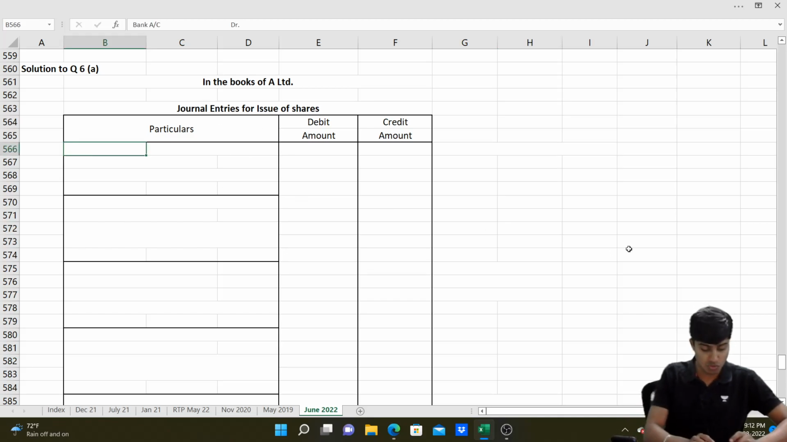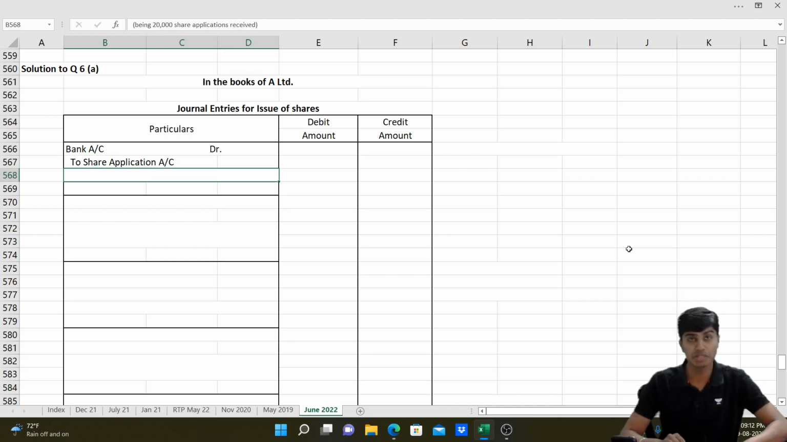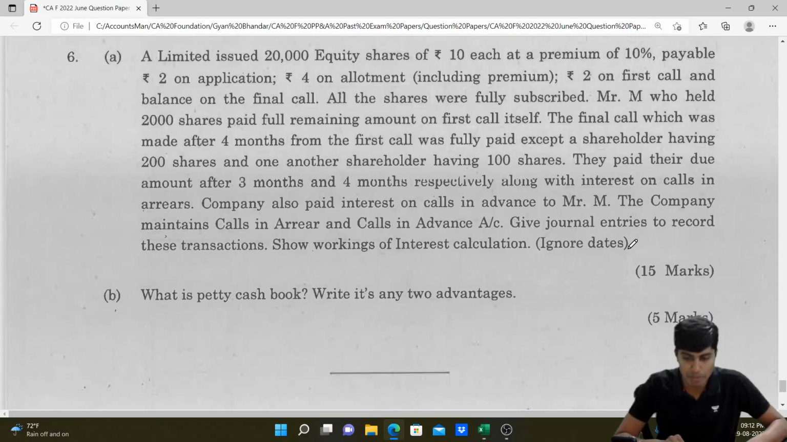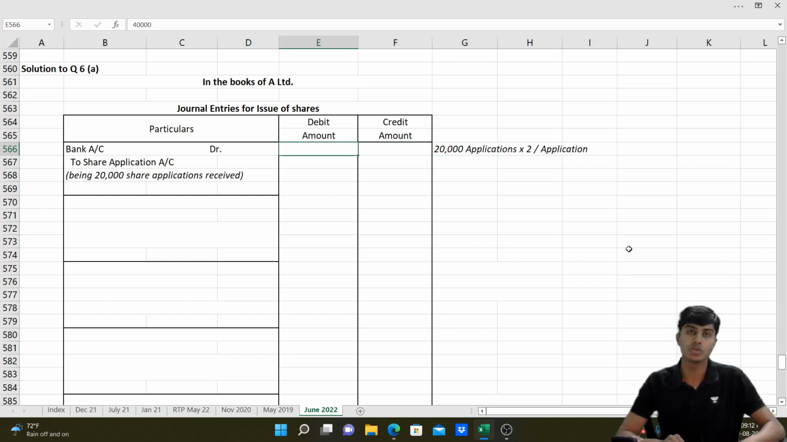At first, the entry is for receipt of share application money, for which we will debit bank account. The money will be received and it will be transferred to share application account. This is being share application money received on how many applications? On 20,000 applications. And this is computed as per application we are collecting rupees 2. So I'll do 20,000 into 2. 20,000 applications into 2 rupees per application, that comes to 40,000.